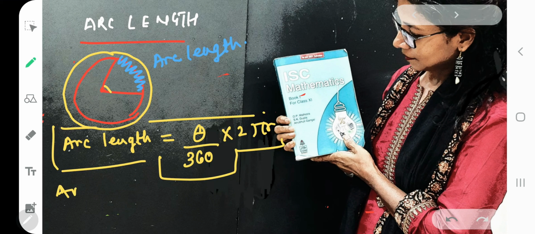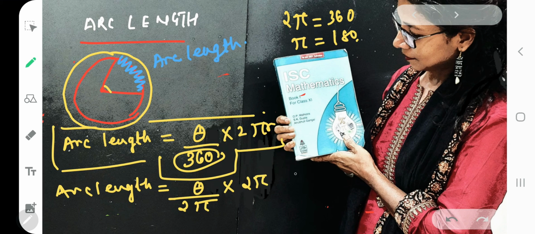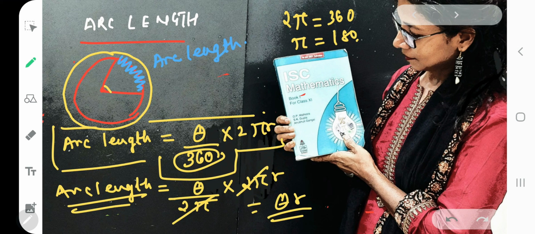But when you have the central angle in radians, at that time you have to just convert this 360 into 2 pi, as we have already done in my previous video that 2 pi is 360, and from there only we got the value of pi as 180. So you get 2 pi theta upon 2 pi into 2 pi r. So 2 pi cut, and your answer will be theta r. Arc length formula will be theta r. Theta you can write in radians, and r is the radius. Are you getting my point clear?